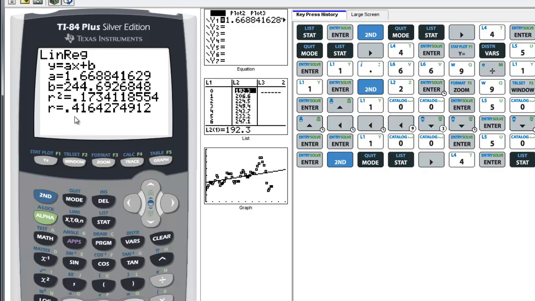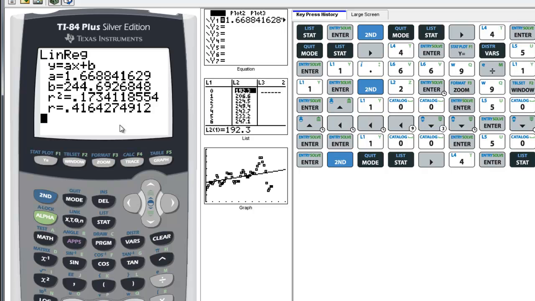You can see the correlation coefficient is 0.416. That's very low, not very linear. And the coefficient of determination, which is r squared right above it, is 0.173. Now what that means is that the months explain the variation in the y value. The model explains it about 17.3%. So in other words, it's not a good model.